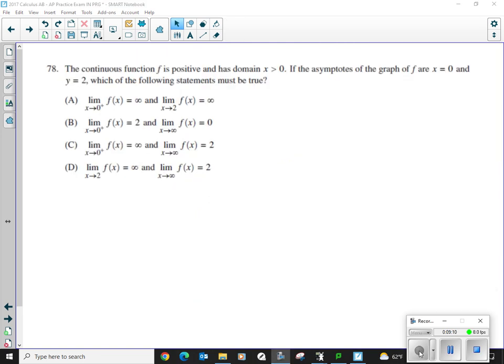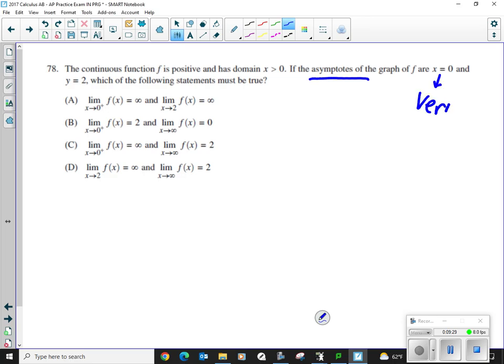Number 78. The continuous function f is positive and has a domain where x's are also all positive or greater than 0. If the asymptotes of the graph of f are at x equals 0, that's a vertical asymptote, and y equals 2, it has a horizontal asymptote at y equals 2. Which one of the following must be true?